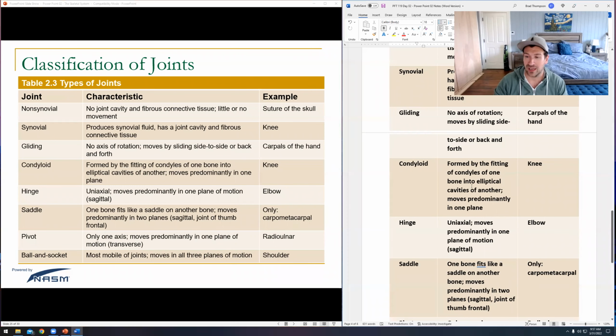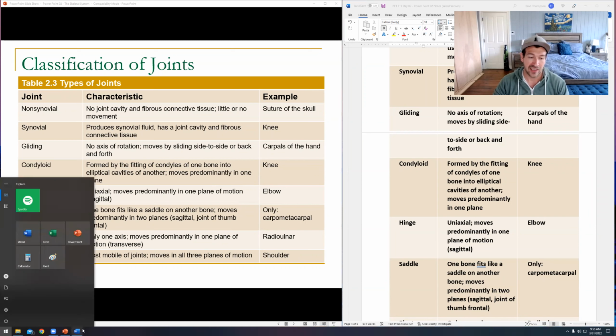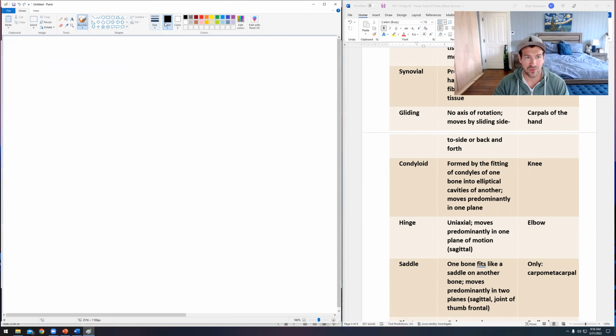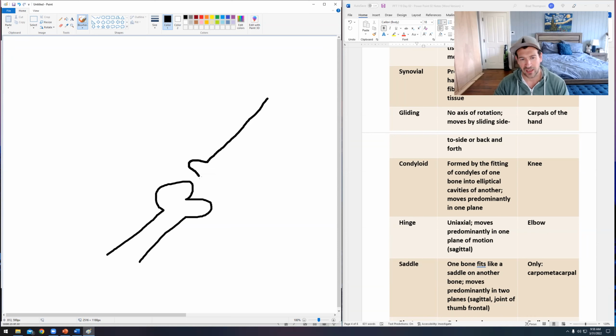You've also got what's called a condyloid joint. Condyloid joints are where the condyles, the bone comes up and projects like this, and fits into the cavity of another. I always tell you guys I can't draw a bone very well, but I can draw a dog bone, and that sits on something that has sort of a cave that looks like this.